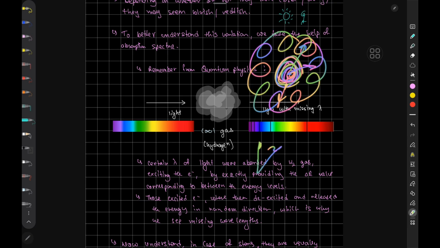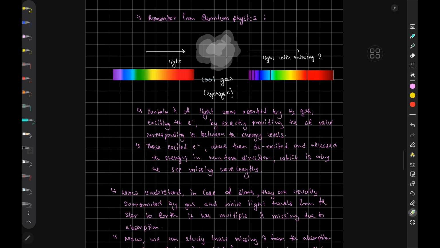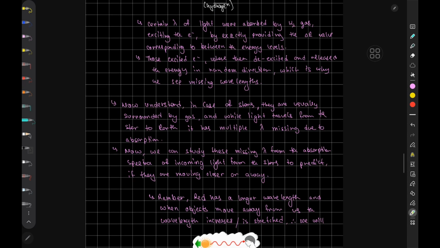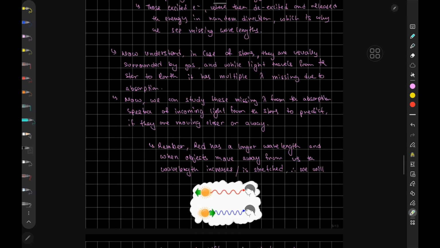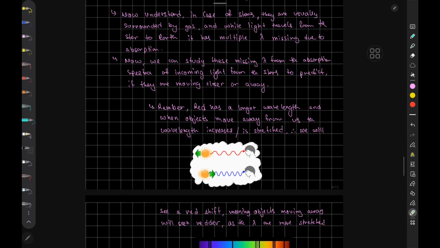the light that we receive will have these missing lines. So basically, what we get is a spectra with missing lines. So it's called the absorption spectra, right? This is exactly what I'm talking about. So now we can study these missing wavelengths from the absorption spectra of incoming light from the stars to predict if they're moving away or closer to us, that is, the star itself.